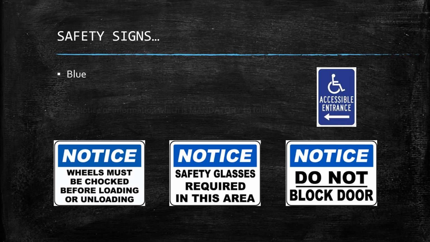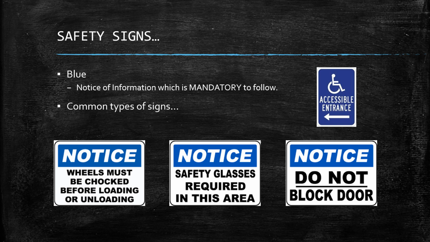Next is blue. Blue signs provide people with information which is mandatory to follow. Common types of these signs are notice signs, as shown. Unlike previous signs, the notice signs, for example, do not indicate a hazard, but rather actions that are required to prevent risk or hazards.